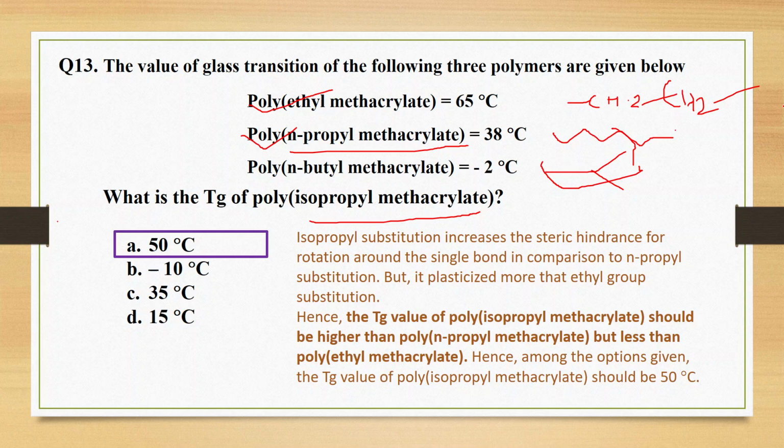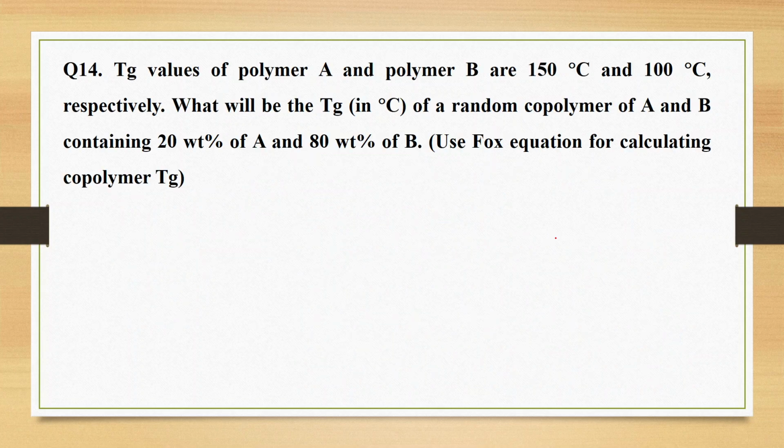The same thing, because it is ethyl, it is isopropyl methacrylate in your case. So obviously the Tg value should be less than ethyl methacrylate. So now you have your answer that the Tg value should be greater than 38 degrees centigrade because of the steric hindrance, and it should be less than your polyethyl methacrylate because of the concept for plasticizers, right? So only one option is there which is between 38 to 65 degrees centigrade, that is your 50 degrees centigrade. So the correct option for this question was A.